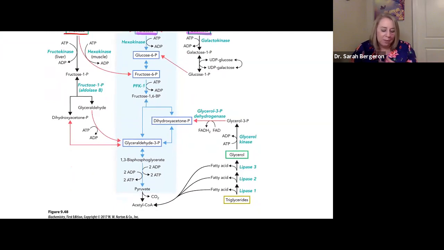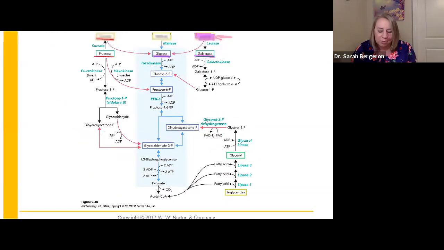And you have all kinds of different ways that you can enter into the pathway, and it doesn't necessarily even have to be sugar, right? You can actually have glycerol coming in, and all kinds of different things. And we'll talk about more of these integrations in the pathways once we get through more of the pathways.